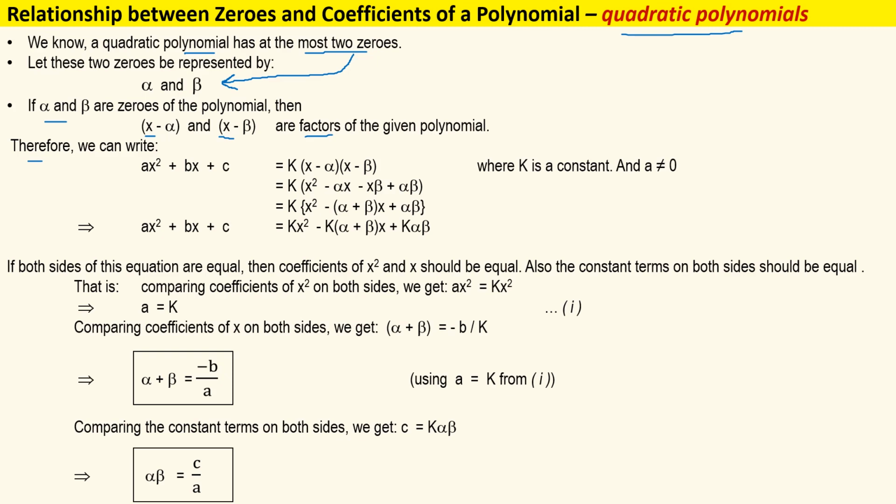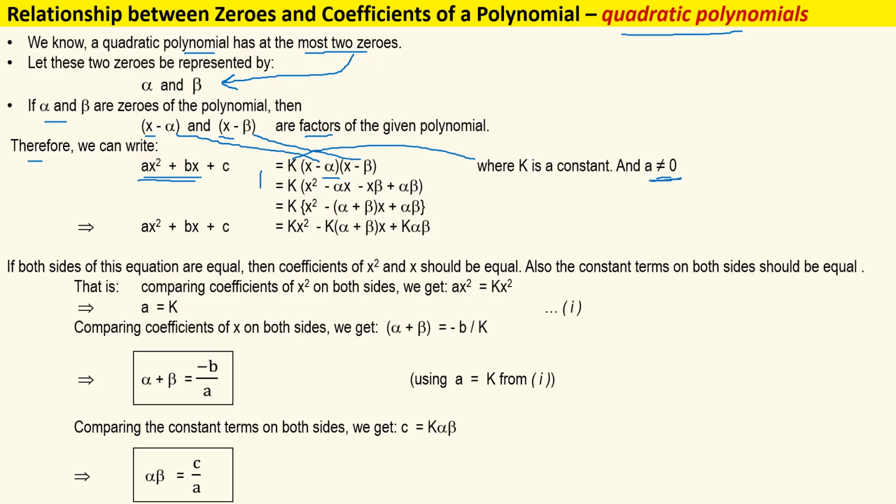Therefore, we shall be able to write the polynomial ax square plus bx plus c equal to k times (x minus alpha) times (x minus beta). Here you notice that x minus alpha is a factor of the polynomial, x minus beta is a factor of the polynomial, and k is a constant term. And of course, a is not equal to 0 because if it were to be 0, then the polynomial will no longer be a quadratic polynomial.